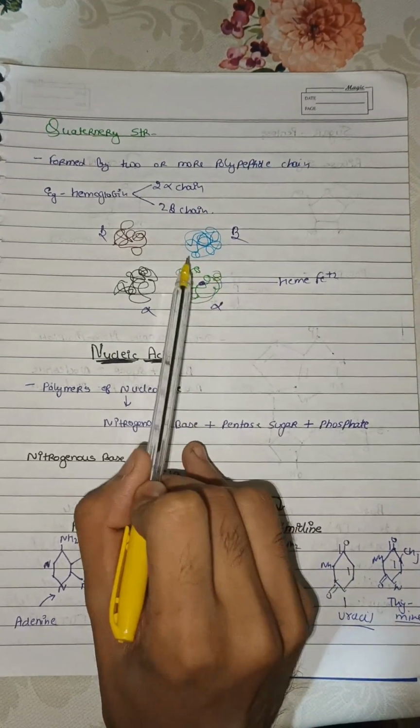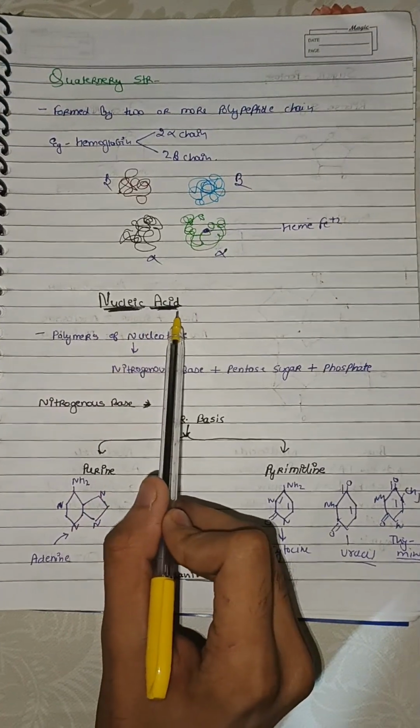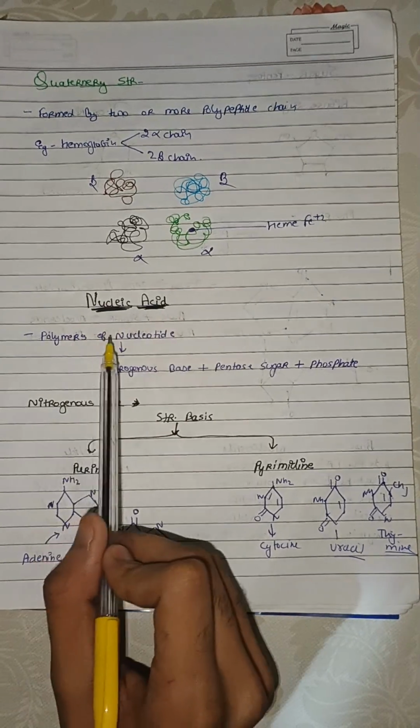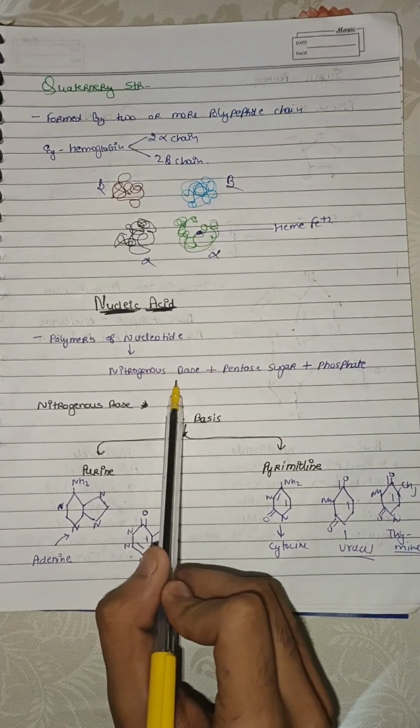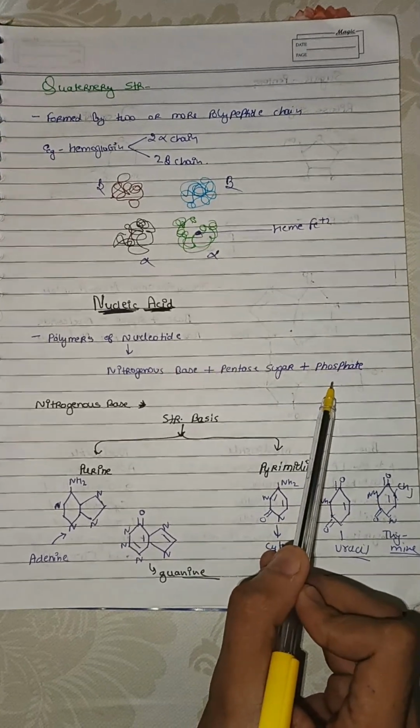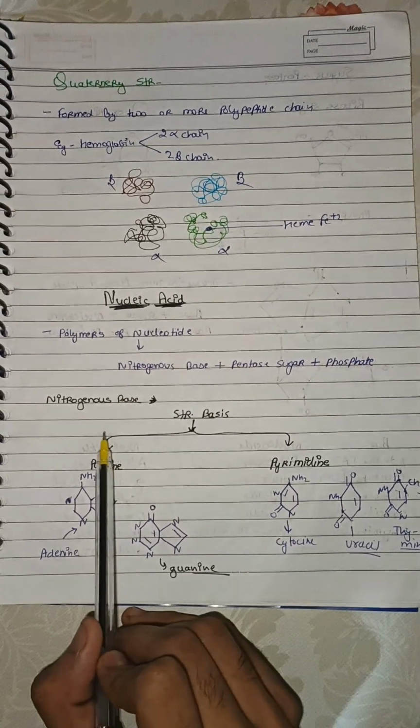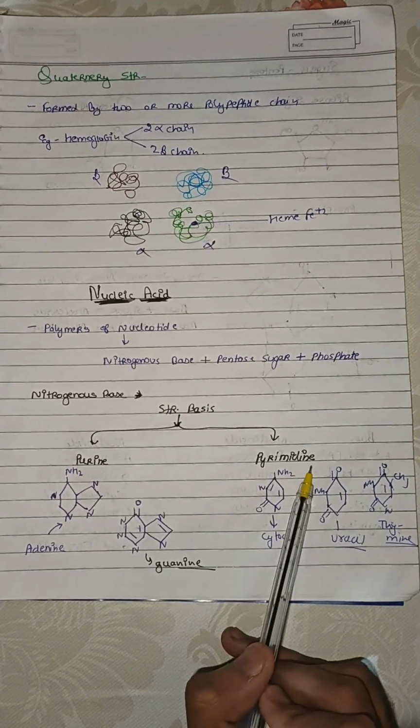present in hemoglobin. My second topic is about nucleic acid. What is nucleic acid? These are the polymers of nucleotides. And nucleotides are made of a nitrogen base, pentose sugar and a phosphate group. There are two types of nitrogenous base, the purine and the pyrimidine.